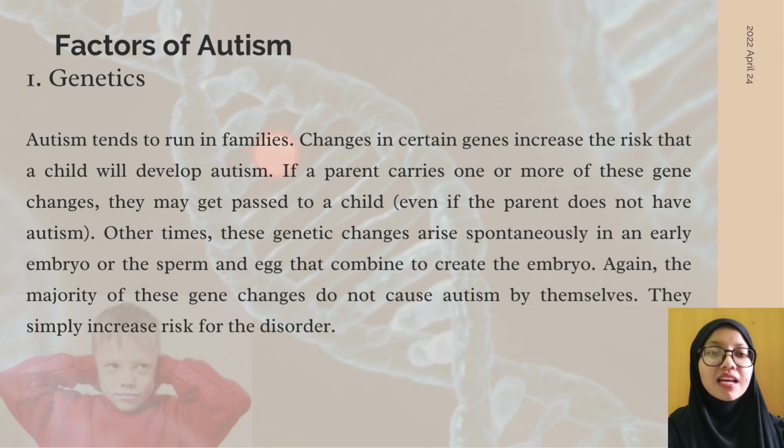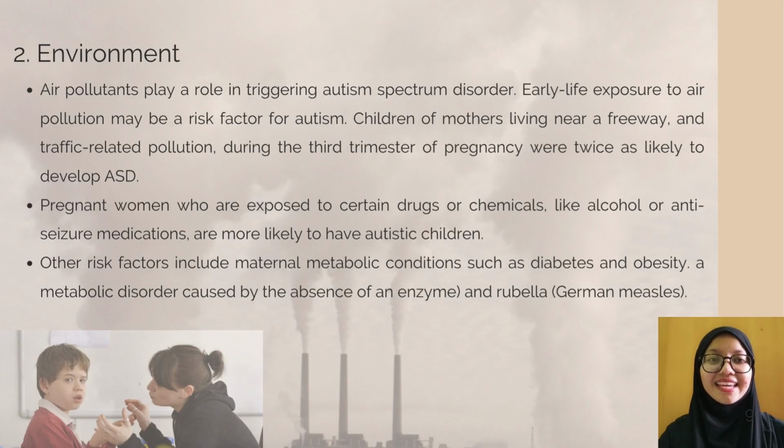Firstly, genetics. Autism tends to run in families. Changes in certain genes increase the risk that a child will develop autism. If a parent carries one or more of these gene changes, they may get passed to a child, even if the parent does not have autism. Other times, these genetic changes arise spontaneously in an early embryo or the sperm and egg that combine to create the embryo. Again, the majority of these gene changes do not cause autism, but by themselves, they simply increase risk for the disorder.